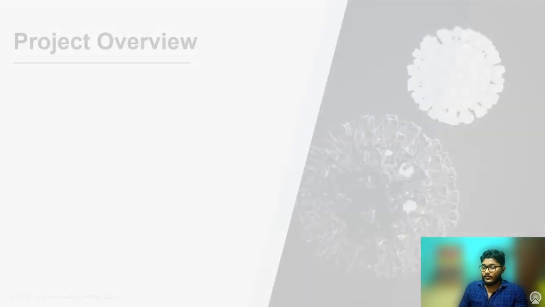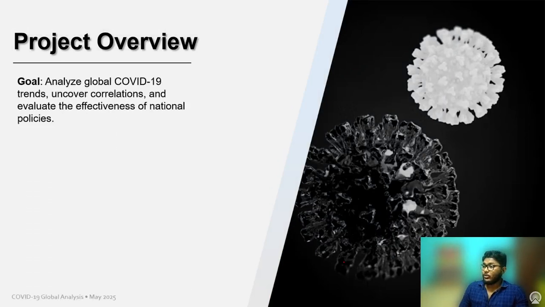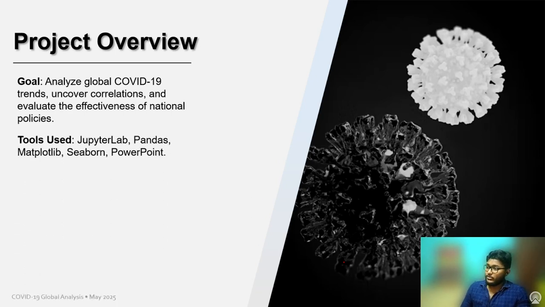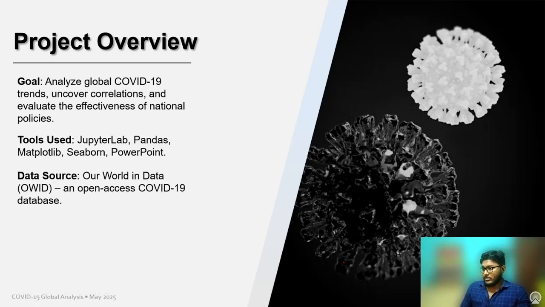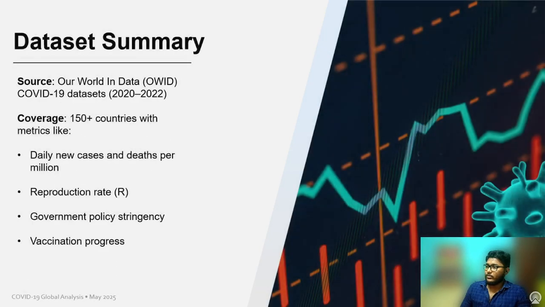Now, moving on. In this project, the goal is to analyze the COVID-19 trends, uncover correlations, and evaluate the effectiveness of national policies. The tools used are Jupyter Lab, Pandas, Matplotlib, Seaborn, and PowerPoint. The data source is Our World in Data, an open source COVID-19 dataset. We also use the World Bank data to classify countries on the economic level, which we'll look at in the later slides. And let's move on.